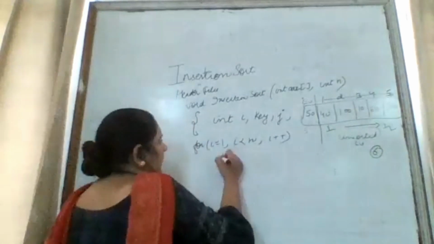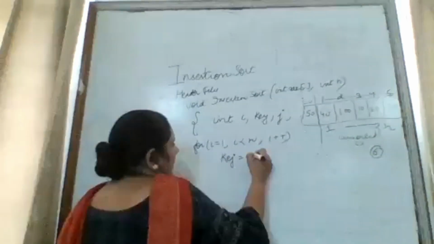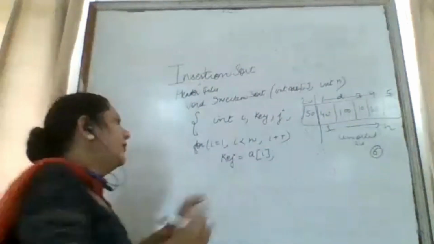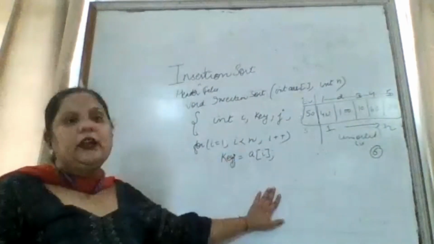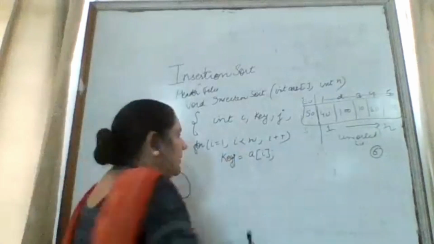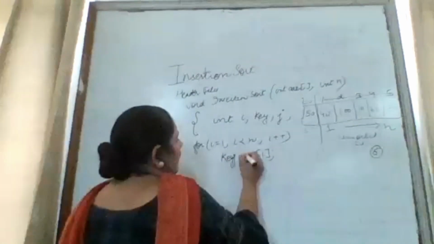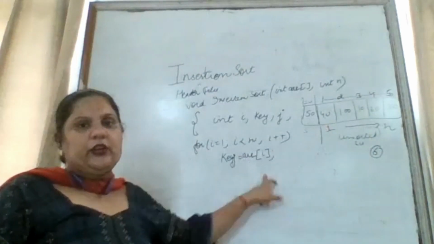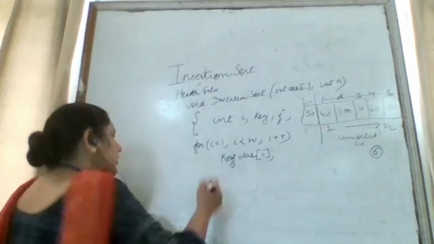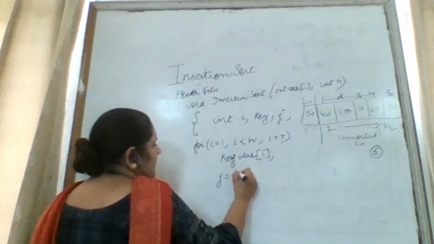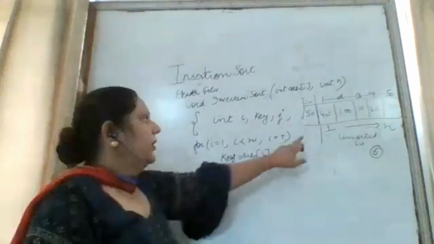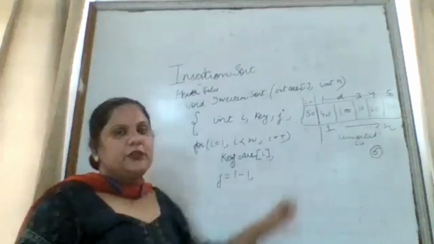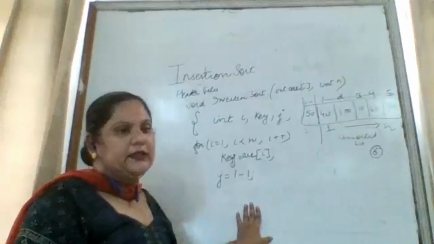Then you will write key is equal to A of i. You will take the first element into the key. That means you are assuming the first index as key. Then you will write j is equal to i minus 1, because you are to compare this first position with the element at the 0th position.